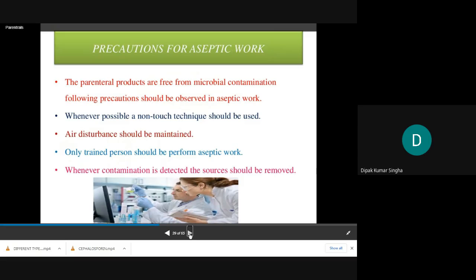Precautions for the aseptic work. I think it will be discussed elaborately in the aseptic technique. The parenteral preparation must be prepared in aseptic condition, to prevent contamination of the product and keep it free from microorganisms, and not only microorganisms but also their metabolic products like pyrogens. To avoid microbial contamination, the non-touch technique should be used, and air disturbances should be minimized. Only trained persons should perform aseptic work, and where container contamination is detected, the source should be removed.